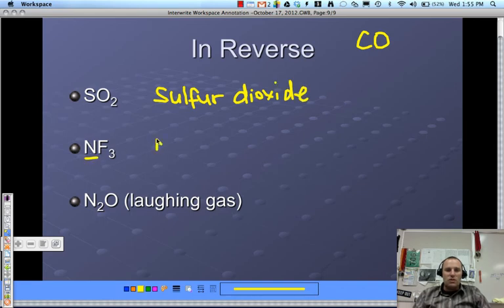Here we have 1 nitrogen, so that's just nitrogen. Fluoride is the second part, but how many are there? 3, so it's nitrogen trifluoride.